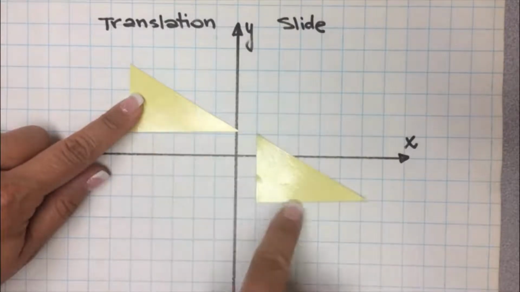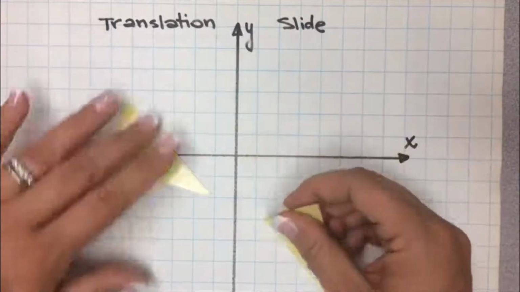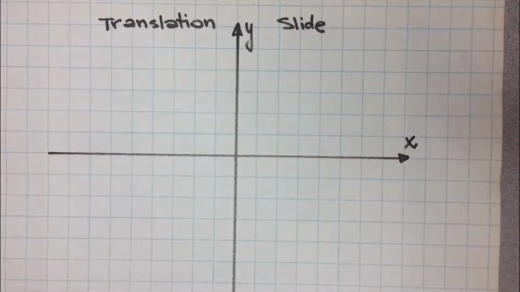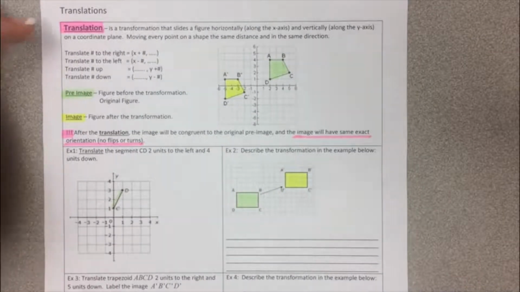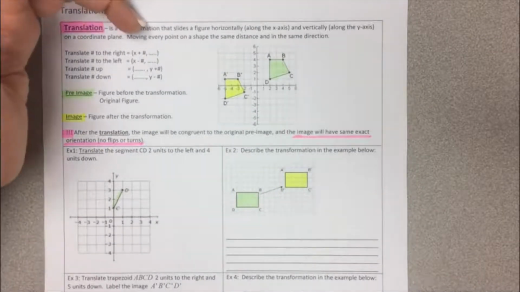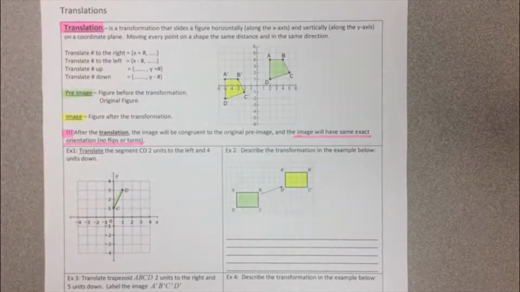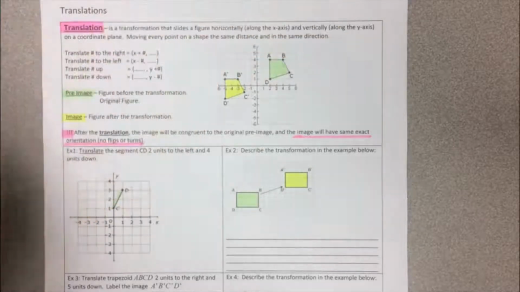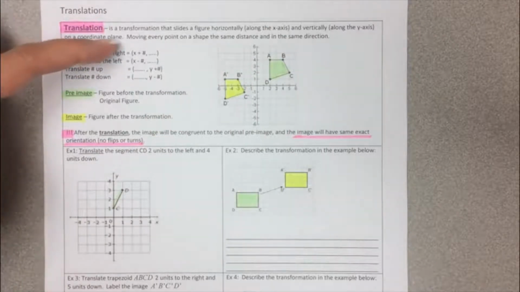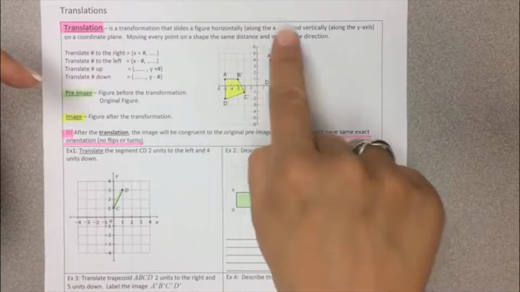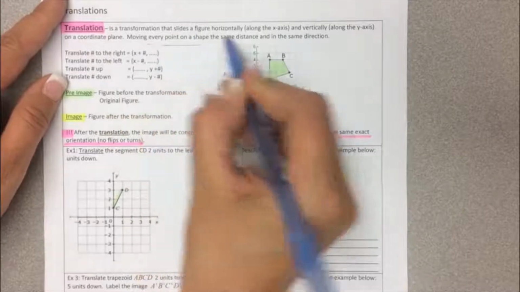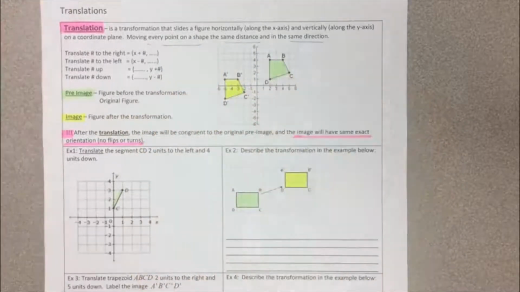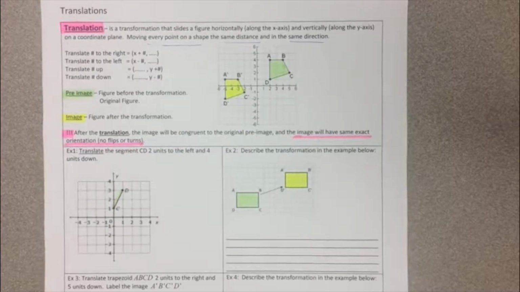So the translation is sliding the figure along the x-axis, along the y-axis, left, right, up, down, using the grid lines. And what we have here in our vocabulary section, that translation is a transformation that slides a figure horizontally along the x-axis and vertically along the y-axis on the coordinate plane, moving every point of the shape the same distance in the same direction. So every point of the shape moves the same distance in the same exact direction. Let's see how that looks.